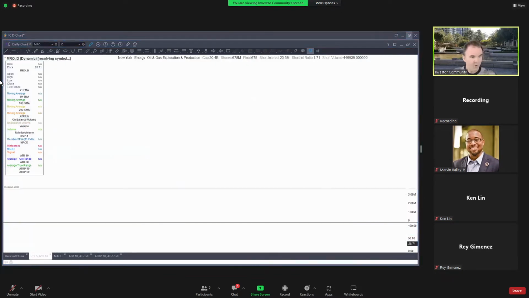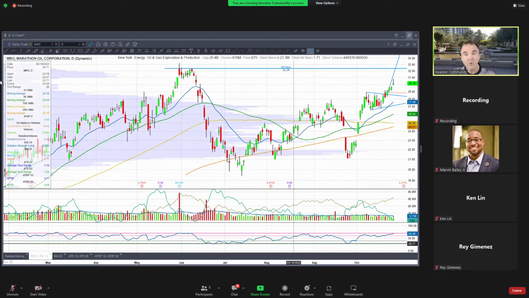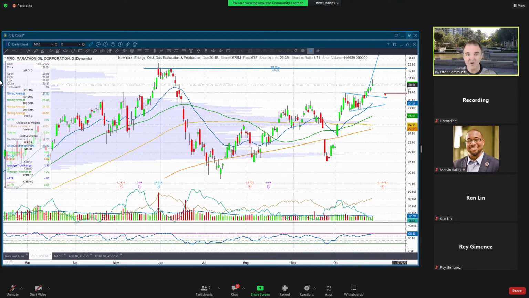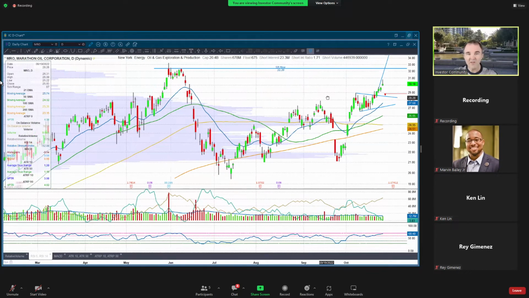All right, MRO is one that we got into recently. It hasn't been performing as well as I'd like it to, and we've got a little bit of what they call a shooting star here, which is kind of a topping pattern. So yeah, it's time to tighten stops on this.